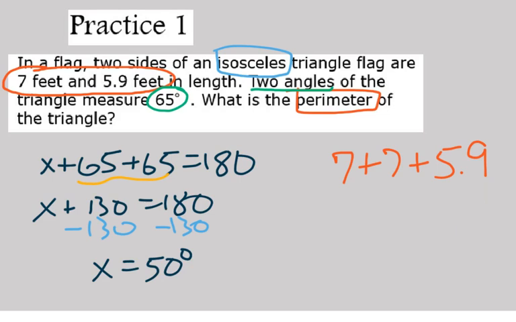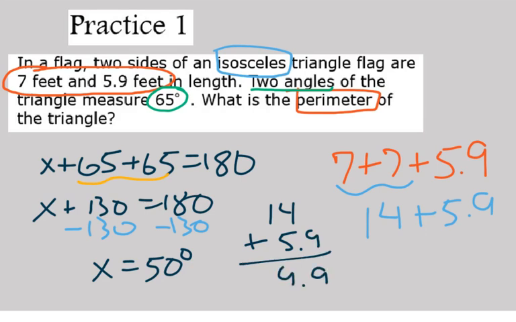So now we just need to add 7 plus 5.9, and if we combine these two, 7 plus 7 is 14, plus 5.9. I'll work that out for you here. 14 plus 5 and 9/10. We add that up, we get 19 and 9/10. So that was a pretty involved problem. We had to use your understanding of the relationships of angles and sides to determine that unknown length and then add it up to find the perimeter.